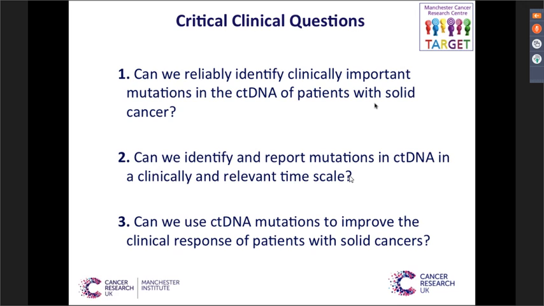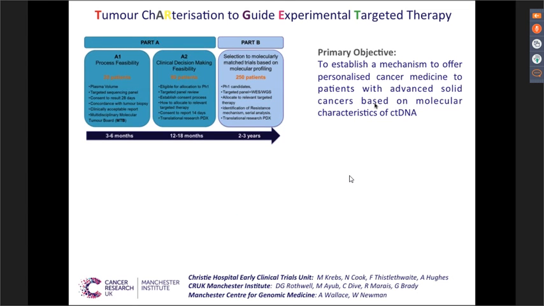The next question is, if we can identify these mutations, can we actually generate the data and report it back to a molecular tumor board in a clinically relevant timescale? Can we get the infrastructure in place that facilitates this? And the third question is, if you can identify the mutations and report them back, does it actually improve the clinical outcome for patients with solid cancer? So having these three questions in mind, we developed the Target trial 2 or 3 years ago. This is a collaborative study between the Christie Hospital site here in Manchester, CRUK, and the Manchester Centre for Genomic Medicine. So the trial split up into 3 parts.